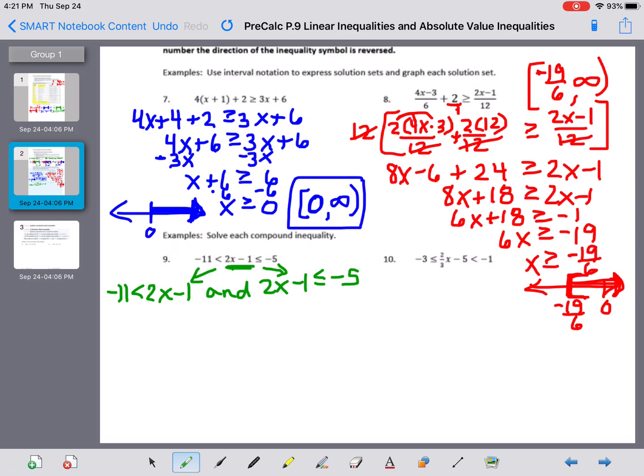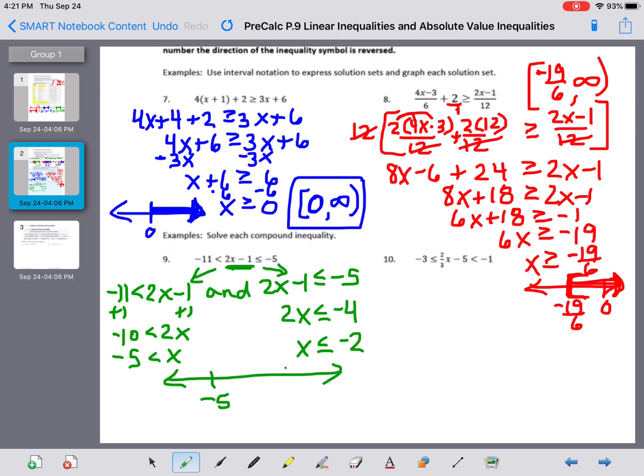So I'm going to do this way. I add 1. I have negative 10 is less than 2x, divide by 2, and x is going to be greater than negative 5 here. On this side over here, add 1. I get negative 4, divide by 2. And remember, I'm dividing by a positive 2, so I don't flip the sign, okay? Now, I can join these back together.